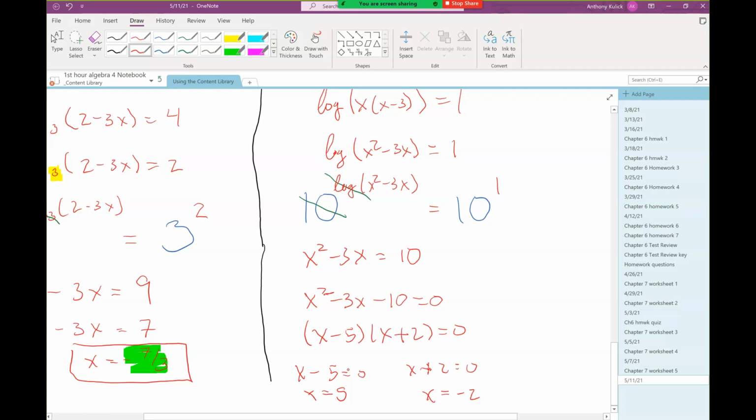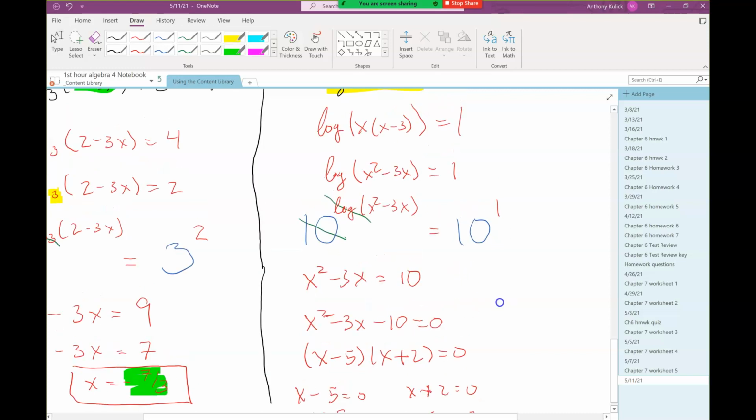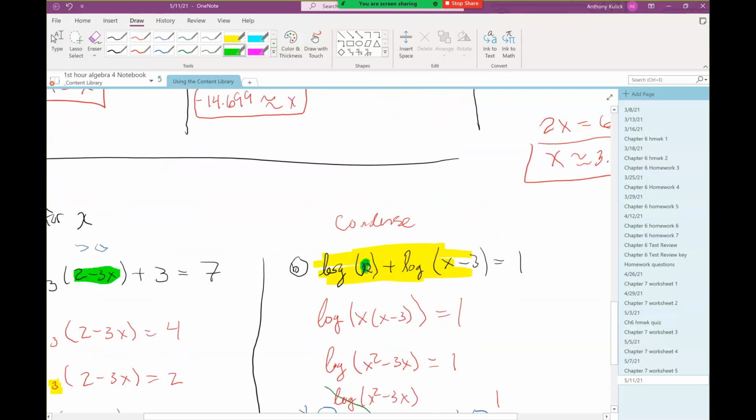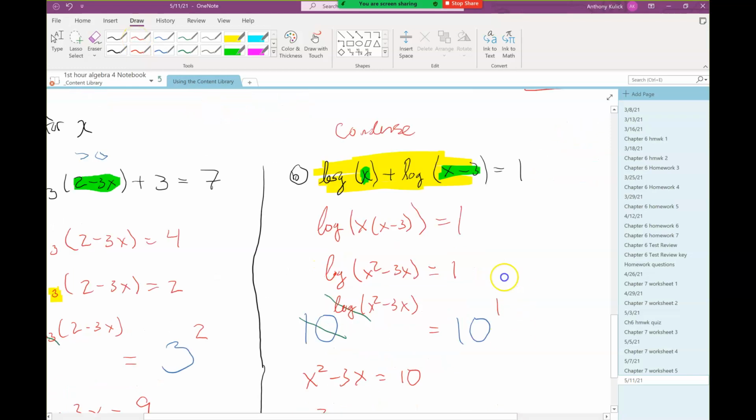But I'm not done. What do I still have to do? You gotta check. So if I take 5 and I go back to the very beginning, if I plug 5 in for x, that's a positive number. And then I plug 5 in for x here, 5 minus 3, still a positive number. So 5 is a good answer. I'll keep that one.